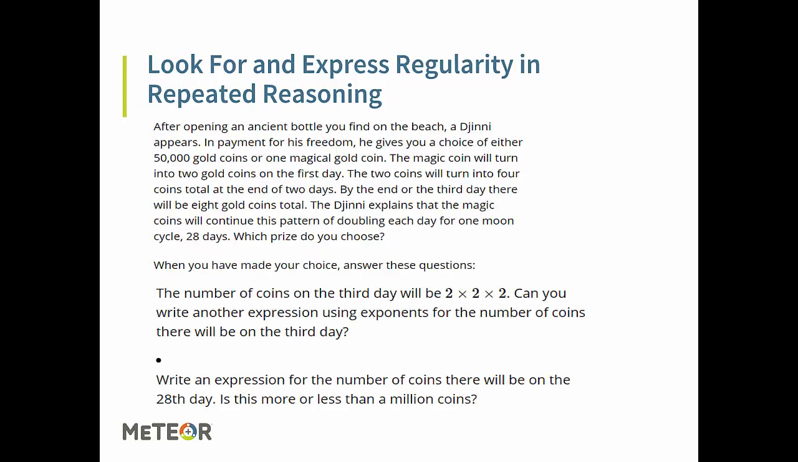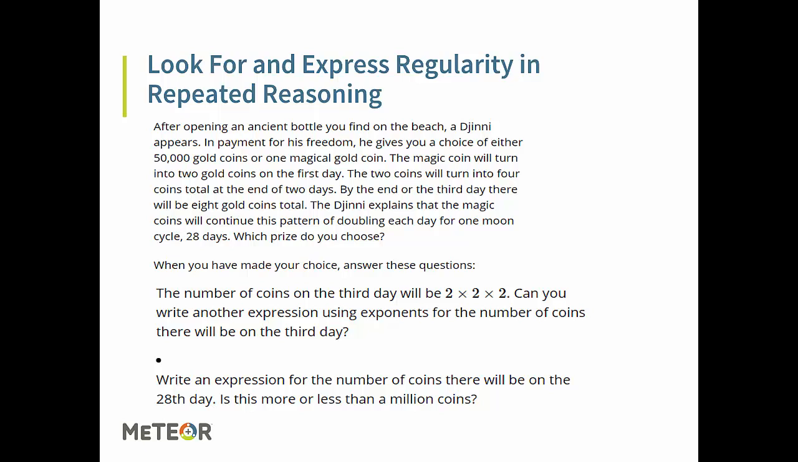And for our last task to view, consider this genie question. We have all seen the genie question in some form or another. After opening an ancient bottle you find on the beach, a genie appears. In payment for his freedom, he gives you a choice of either 50,000 gold coins or 1 magical gold coin. The magic coin will turn into 2 gold coins on the first day.